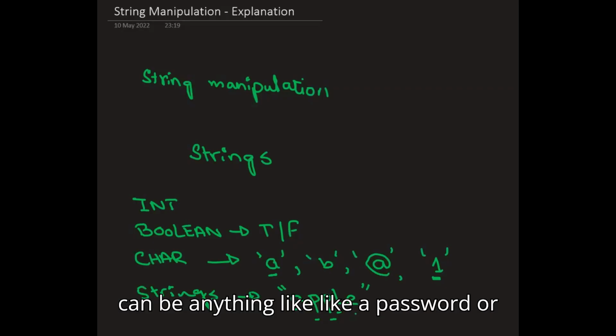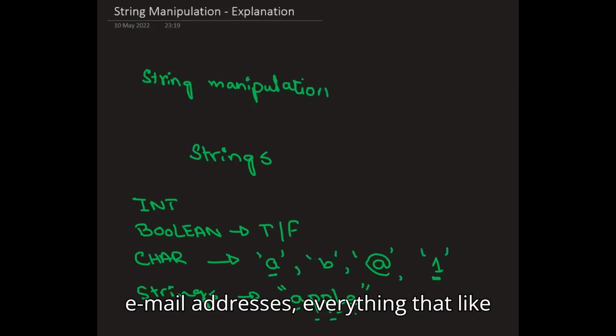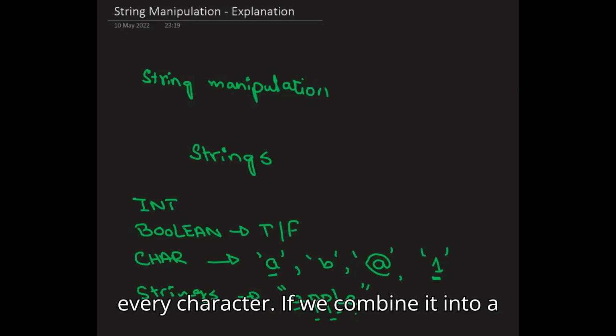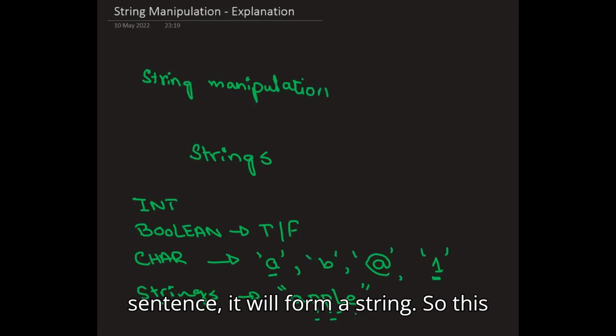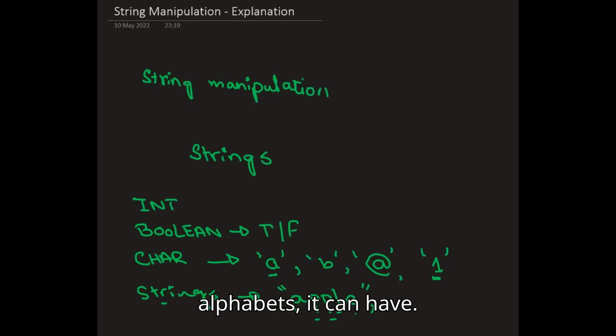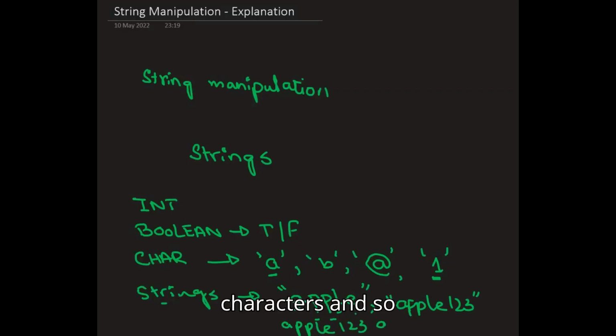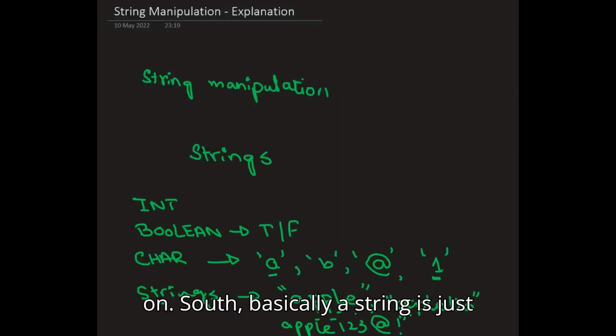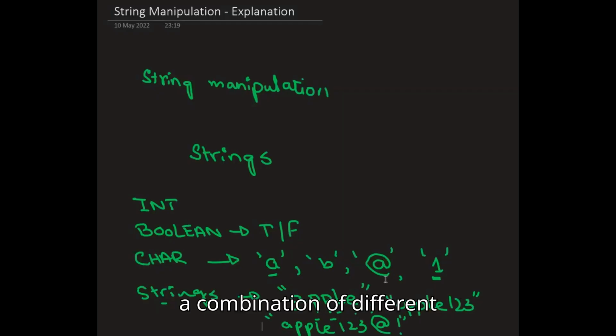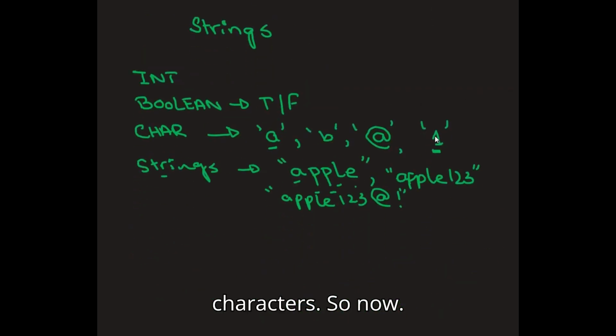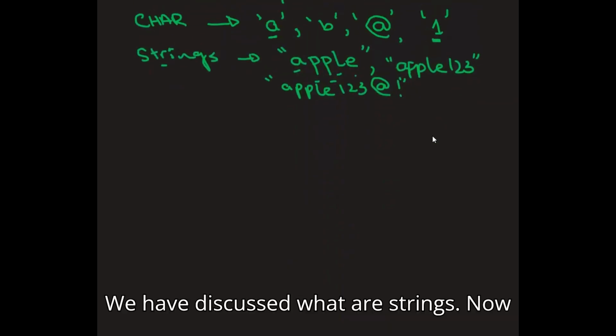So strings are basically combinations of characters. It can be anything like our passwords or email addresses. If we combine every character into a sentence, it will form a string. This string can have only alphabets, or alphabets and numbers, or alphanumeric characters, and so on. So basically, a string is just a combination of different characters.